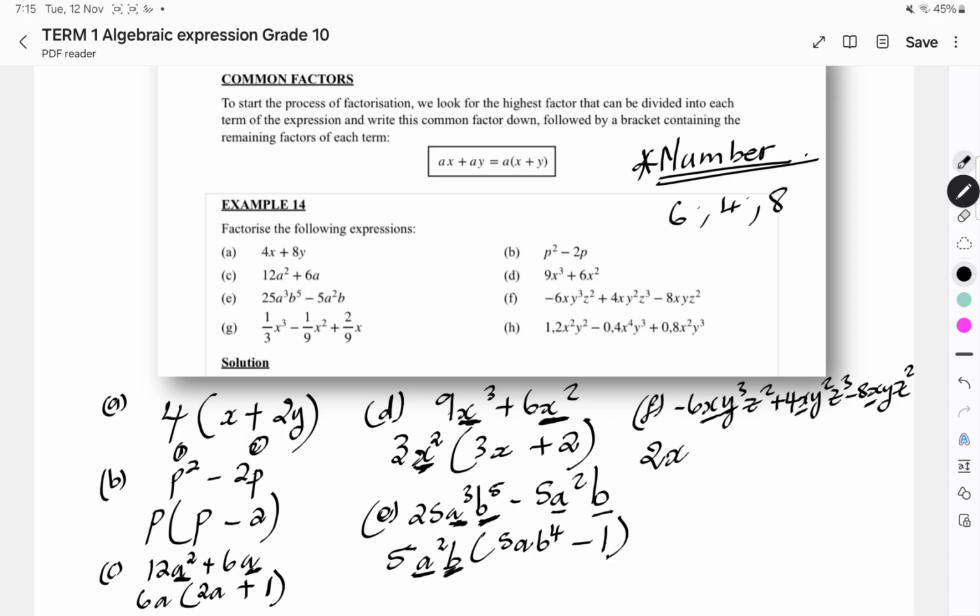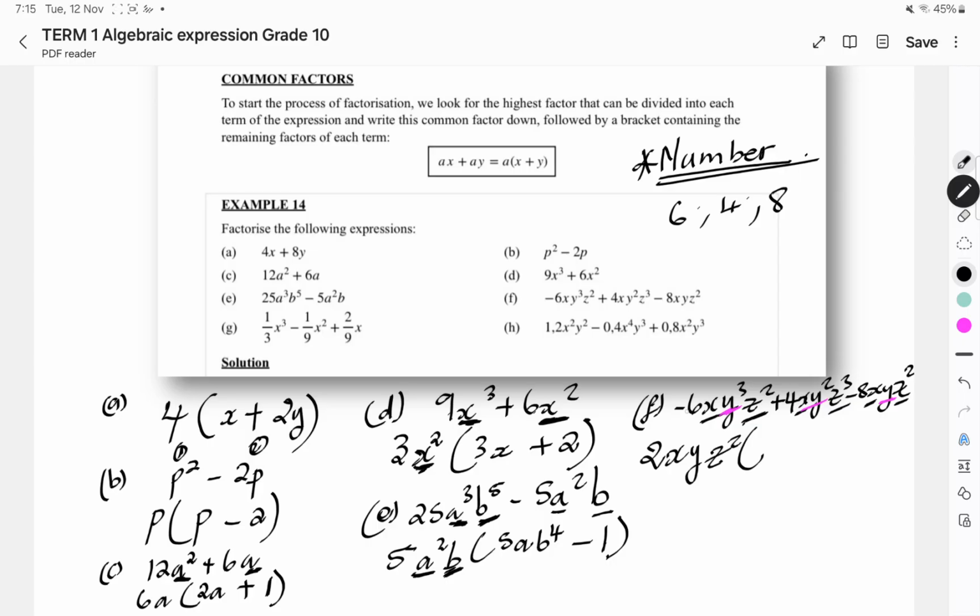Then I have y cubed this side. The one that is common is only 1y, the one with the least exponent. Are we clear? And then I have z squared, z cubed, and then z squared. So which one is common? The one with the least is z squared, it's the same for all of them. So that becomes my common factor.